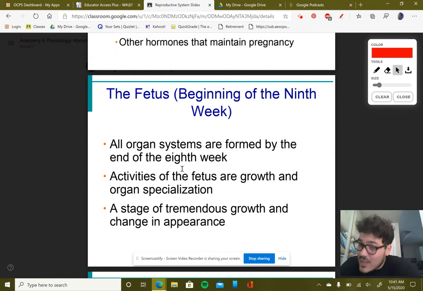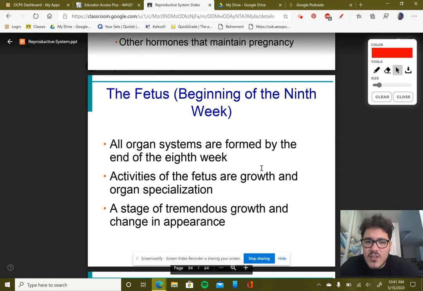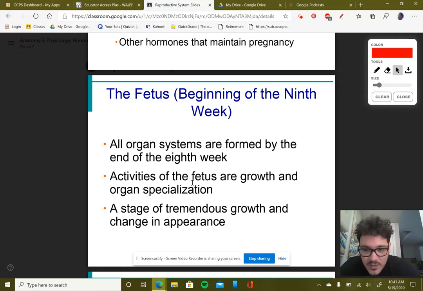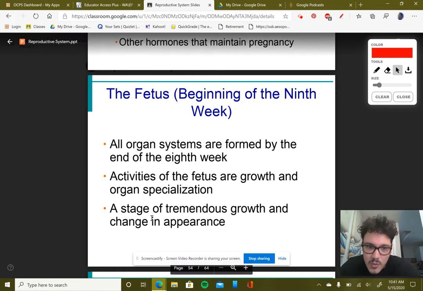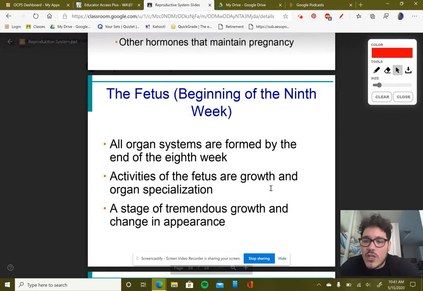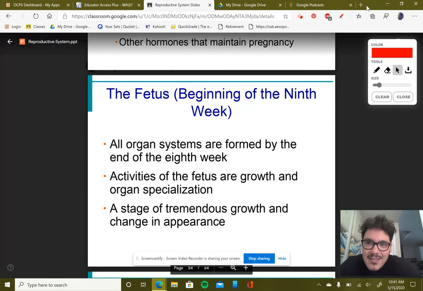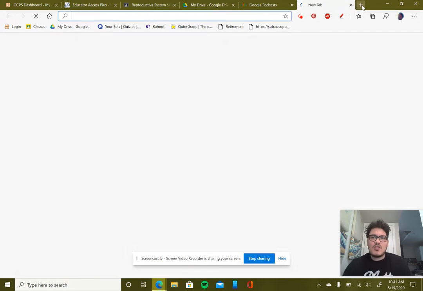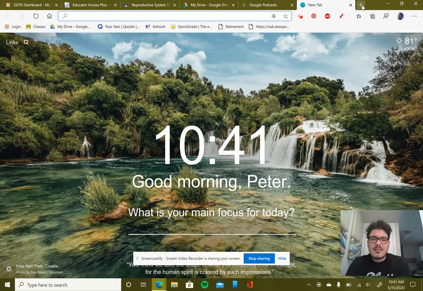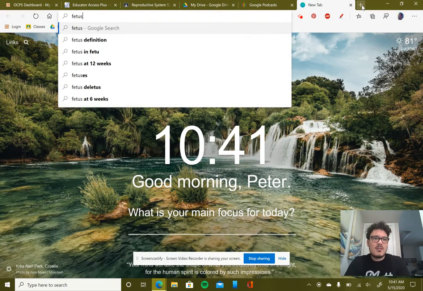They're obviously still developing, but their concepts are still there. Activities of the fetus are growth and organ specialization. So you're really growing those organs and growing the tissue and specializing those organs. It is a stage of tremendous growth and a change in appearance. That's something key. So let me see if I can show you guys something that I like to show in class.